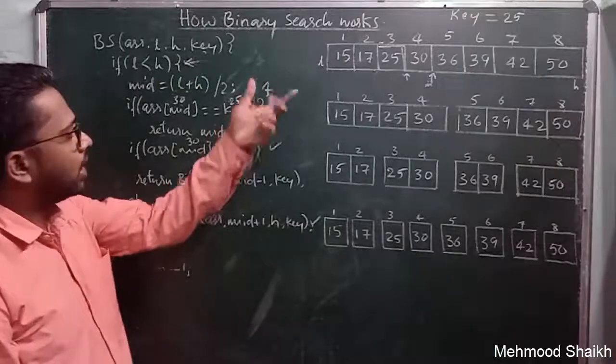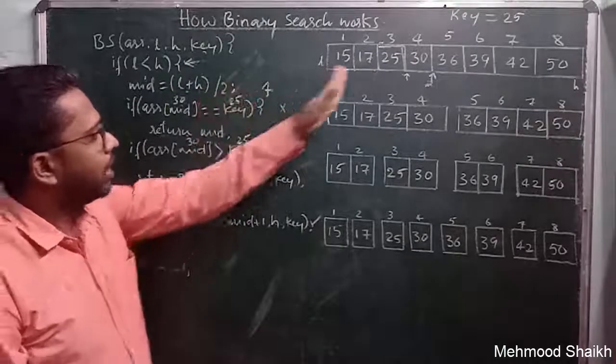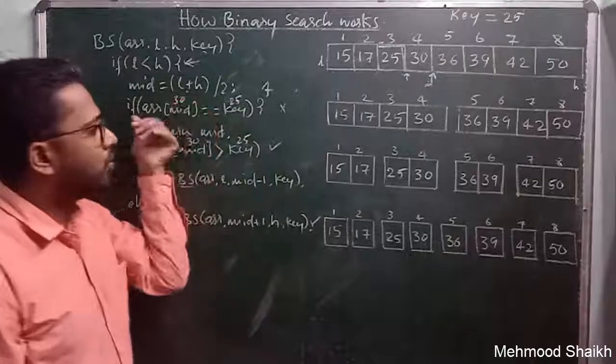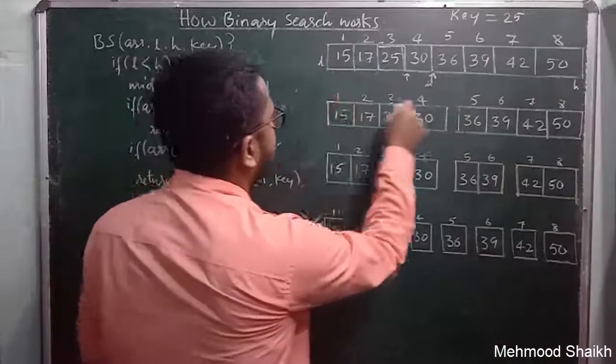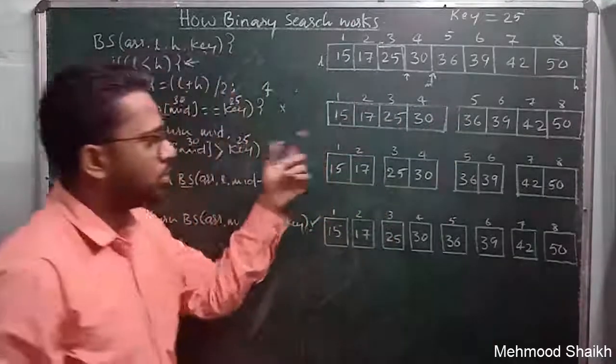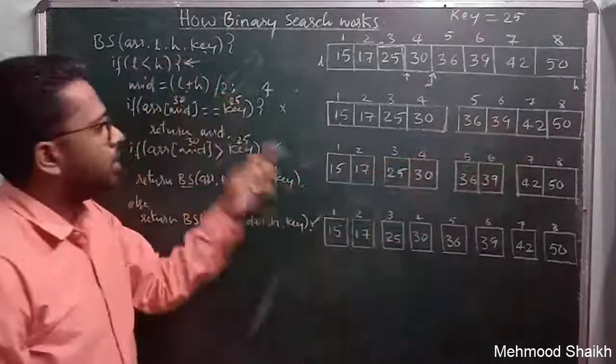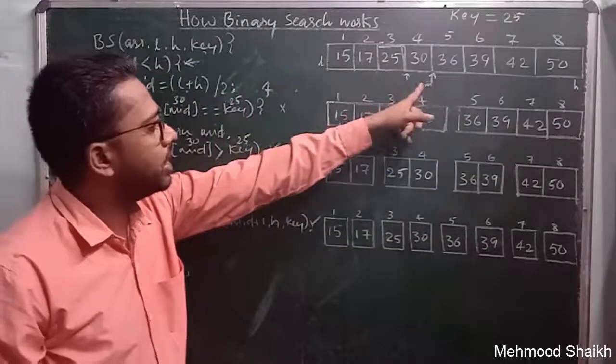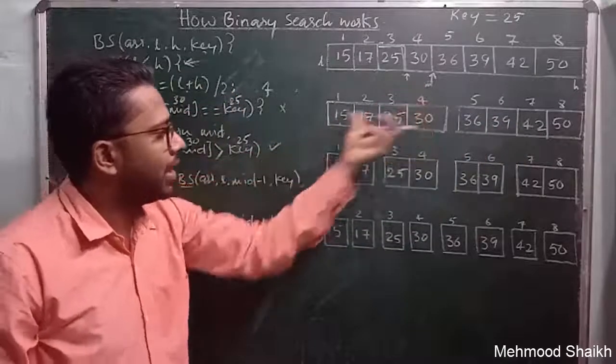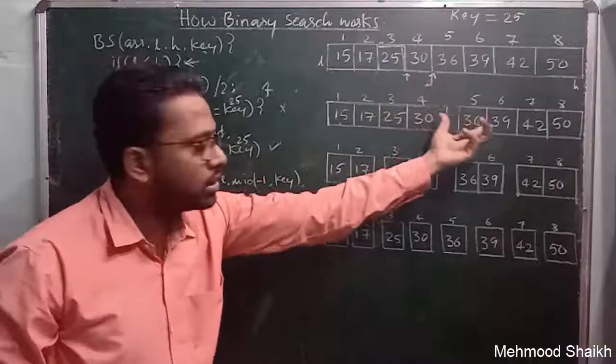Okay, so in the last iteration, we had divided this entire problem into two parts. So these were our two parts. First the left subproblem and the right subproblem. In that case the middle was 30, so from that place we had divided the entire problem into two subproblems.